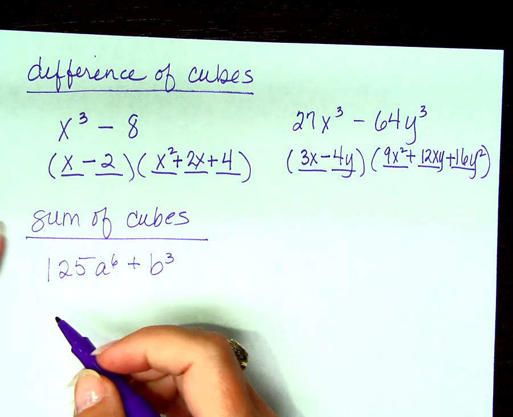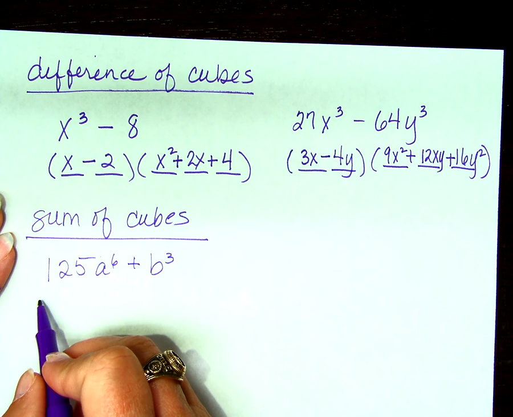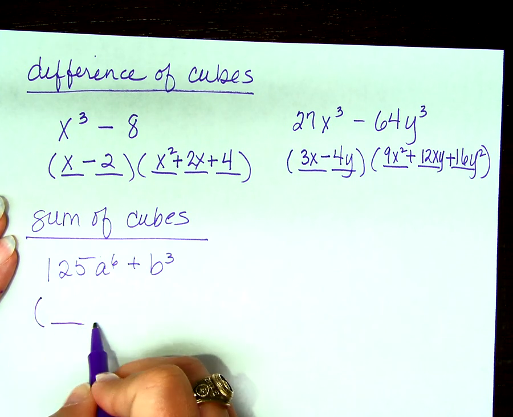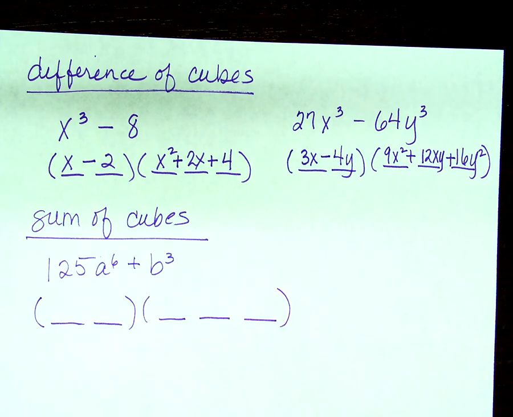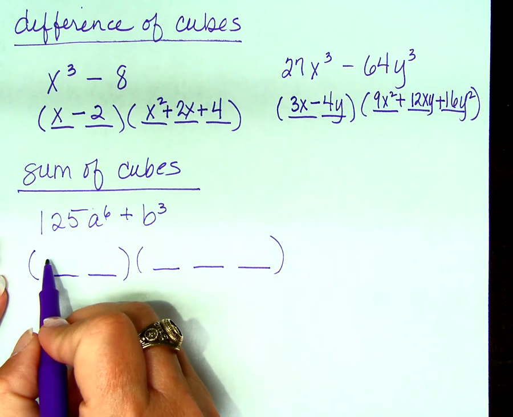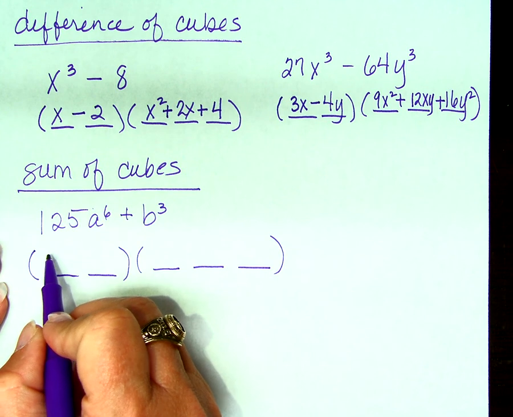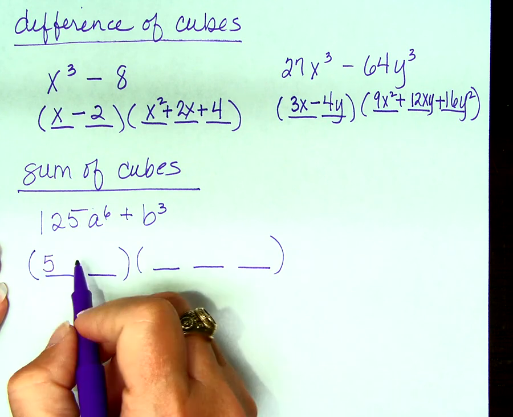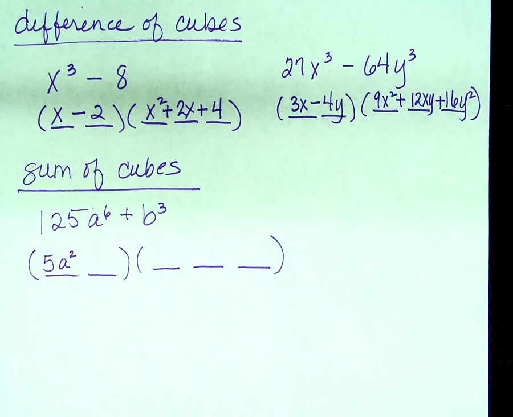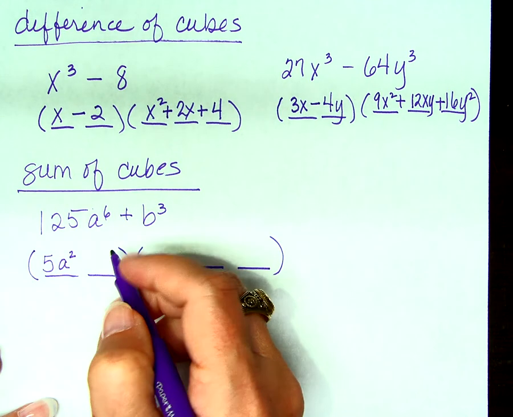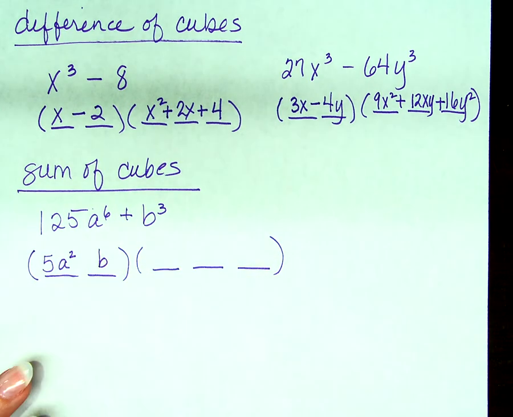So walk me through it. What are we going to get? Binomial, trinomial. First term of the binomial? 5a squared. Yes. Because a squared times a squared times a squared is a to the 6th, right? Because when we're multiplying like bases, we add the exponents, right? 2, 4, 6. Second term in the binomial? B.